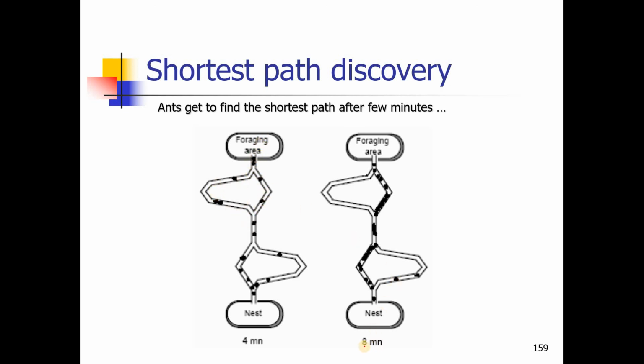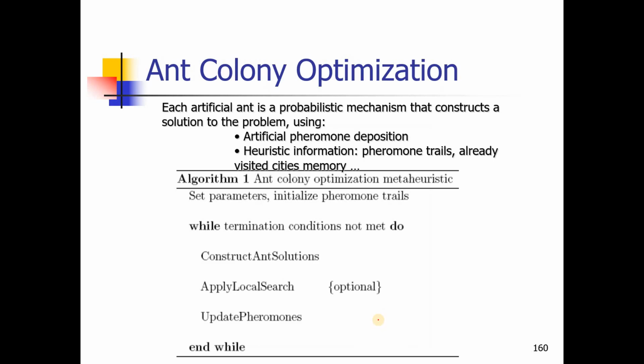But after some time, when for example 8 minutes have passed, most of them have now converged on the most optimal path. So this is very intelligent behavior that is based on some sort of collaboration. Clear? So how it can be used in the optimization techniques is what we call ant colony optimization.